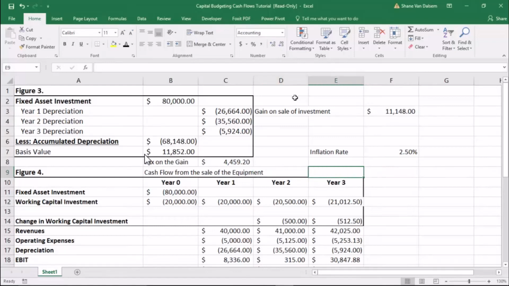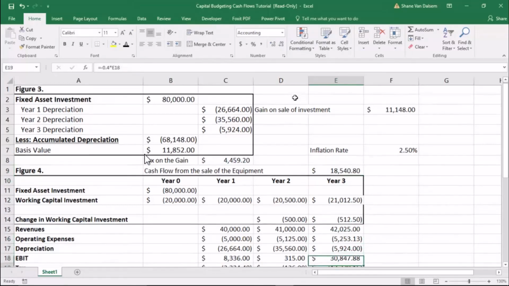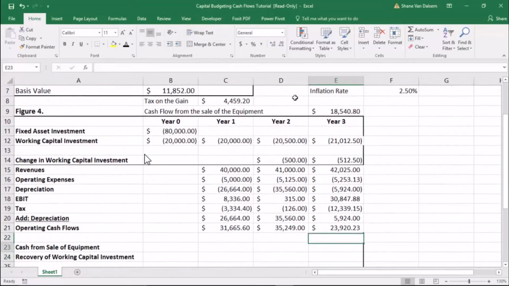So the cash flow from the sale of the equipment, there's 2 pieces to it. What we sell it for, and we expect to sell the equipment for $23,000 minus our tax on the gain of $4,459.20. So our cash flow from the sale of the equipment is expected to be $18,540.80. So our cash from the sale of the equipment is equal to $18,540.80. And then at the end of the project, our recovery of the working capital investment.